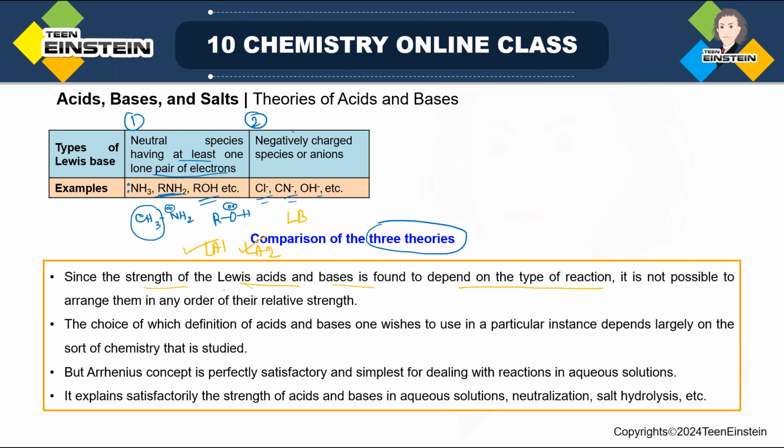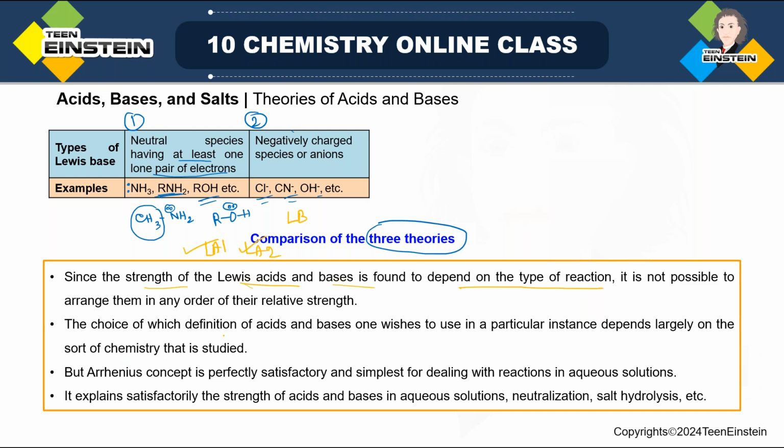I'm not saying that it will not happen. It may happen. But suppose it is not happening, that La1 is only reacting with Lb but not La2, then comparison is not possible. And it is a normal observation in the case of Lewis theory. So that is why it is not possible to arrange them in any order of their strength, because the common factor is absent based on which you can compare.